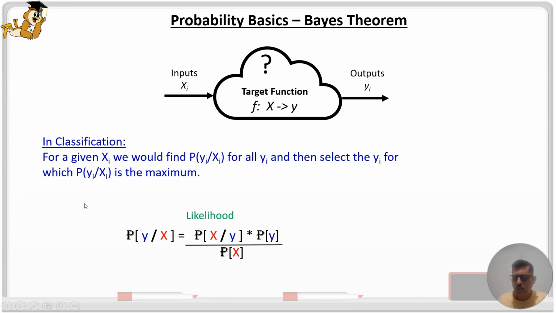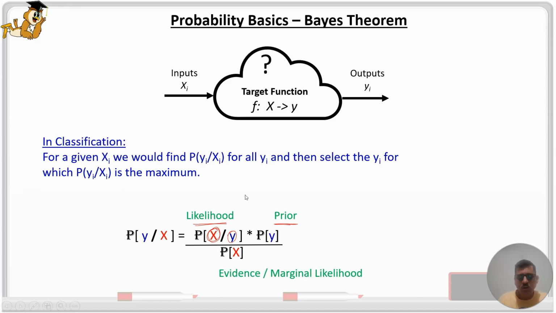Some nomenclature, some terminology I want to introduce here. Probability of x given y is often referred to as likelihood. It is called likelihood because it indicates the likelihood of this particular xi being mapped to a particular class y. Probability p of y is also known as prior. This information is called prior because you typically know the likelihood of classes vis-a-vis each other.